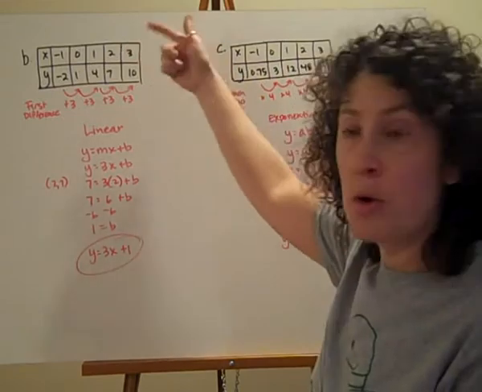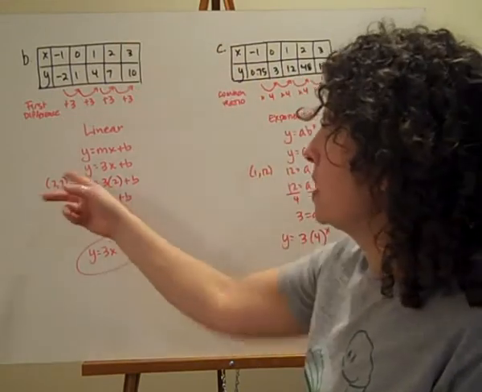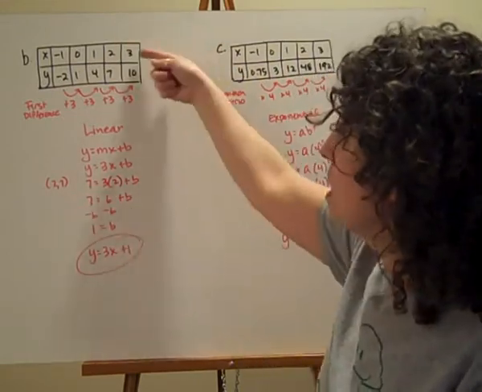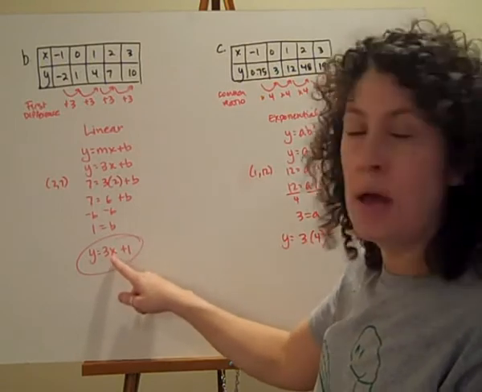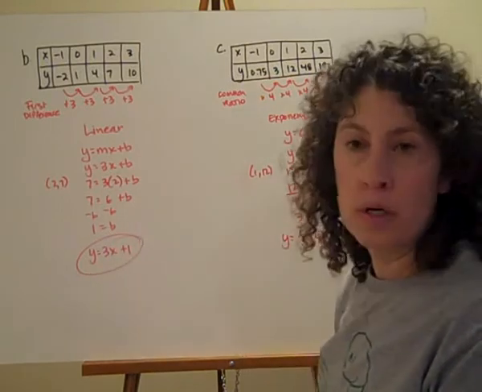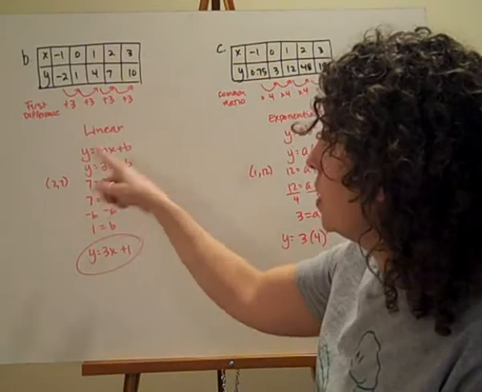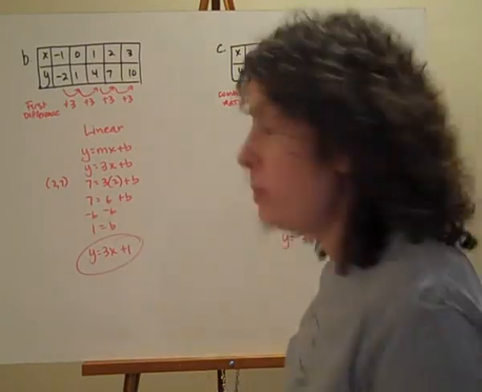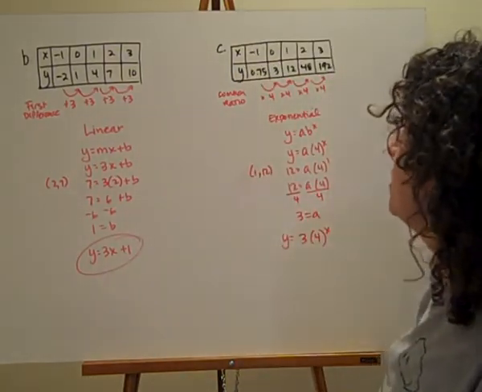I'm going to go back and try some other set of numbers besides this 2, 7 to make sure it works. I'll use 3, 10. 3 times 3 is 9. 9 plus 1 is 10. Yep, that works. So there's my equation. It was a linear equation. One more. Let's take a look at this table here.